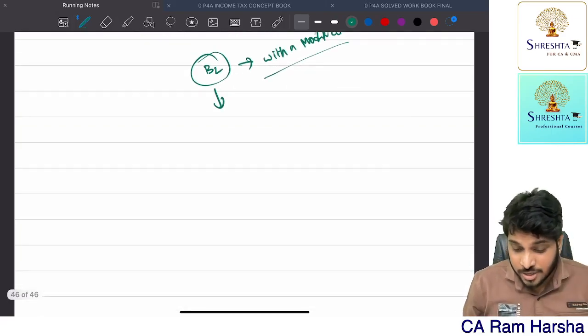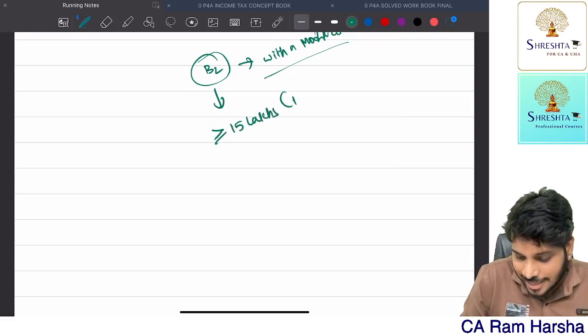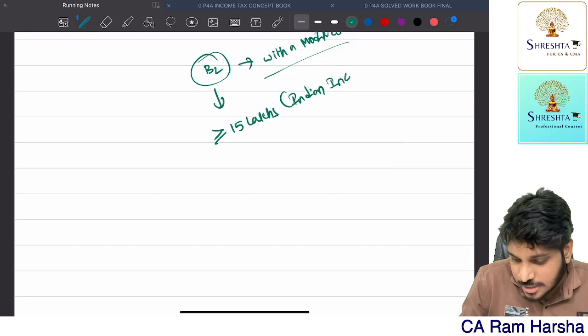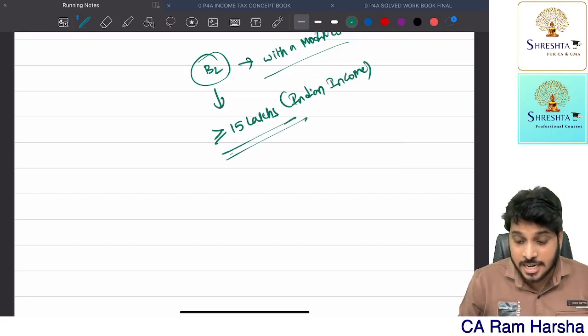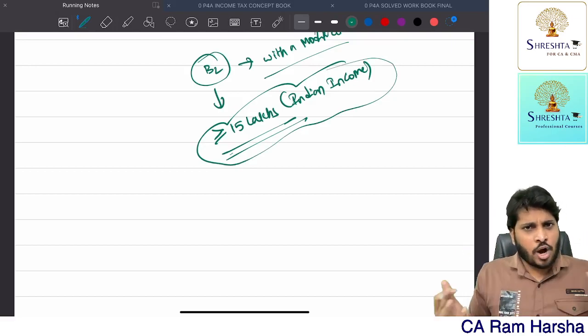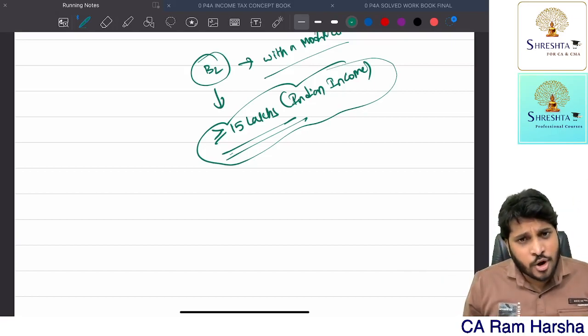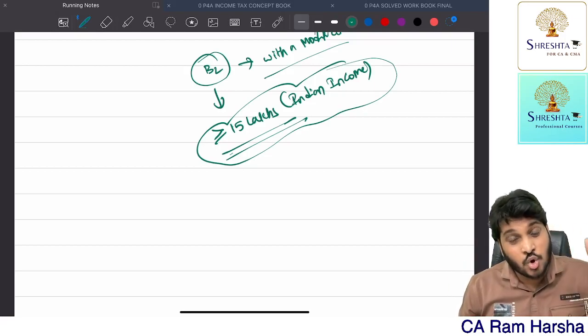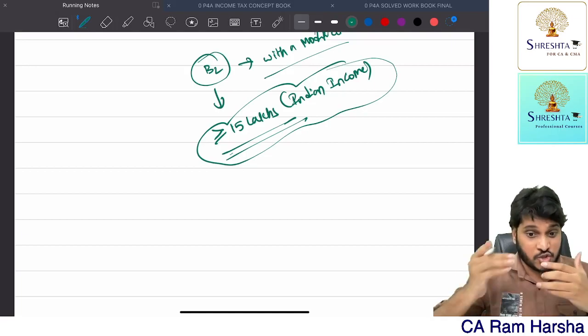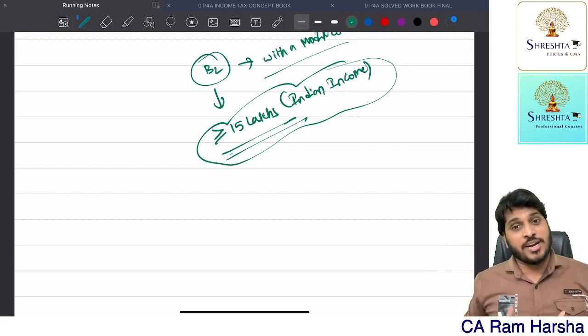if this particular individual is having more than or equal to 15 lakhs Indian income, that is the first point we should check. What is Indian income? Other than foreign sources. What do you mean by foreign source? If the income is deemed to accrue or arise outside India, then it's a foreign income. Which means Indian income is income that is received in India, or accrued in India, or deemed to accrue in India.